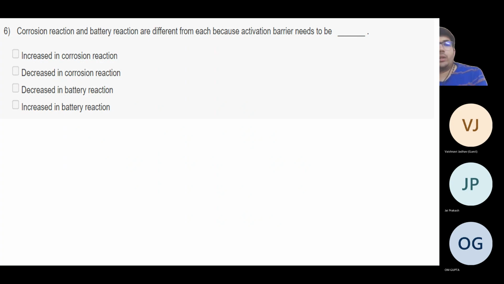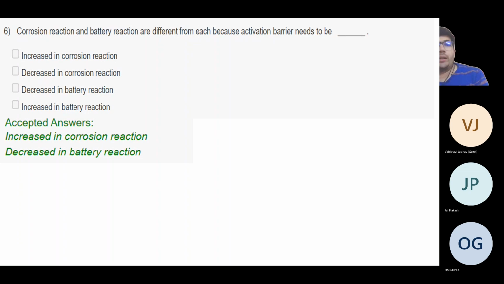Okay, so the correct option will be corrosion reactions and battery reactions are different from each other because activation barrier needs to be increased in corrosion reaction and decreased in battery reactions. Okay, so two options are correct. First is increase in corrosion reactions and then decreased in battery reactions. Option A and C are correct.